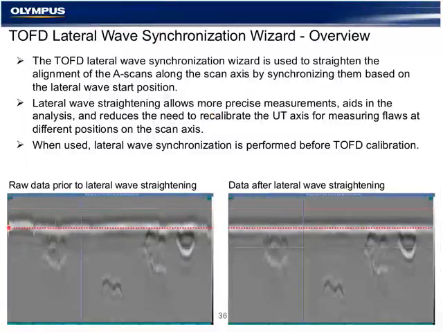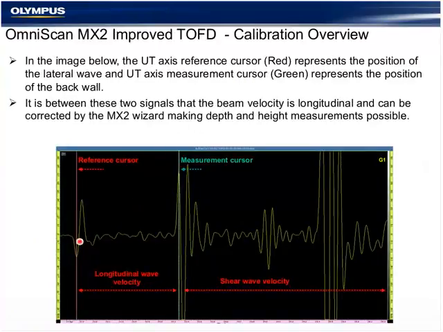We're going to use lateral wave straightening prior to calibration so that the data is aligned and easier to analyze. As the scanner is acquiring data, the start position of every A scan is distorted slightly, and that can be straightened in the software. The area of interest is our longitudinal area between the lateral wave and back wall. This is our area that can be calibrated based on a fixed velocity.